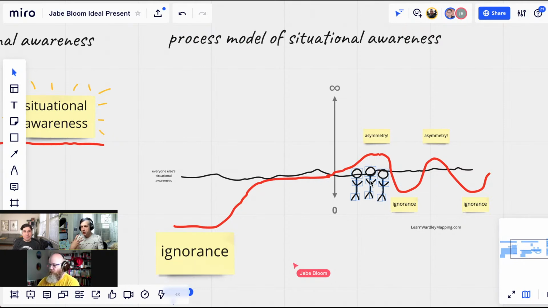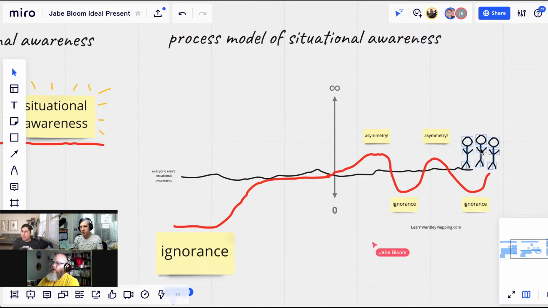So talk to me a little bit about this. If I'm calling this a process model of situational awareness, first of all, did I get that right? Or how would you frame this kind of ongoingness of situational awareness?